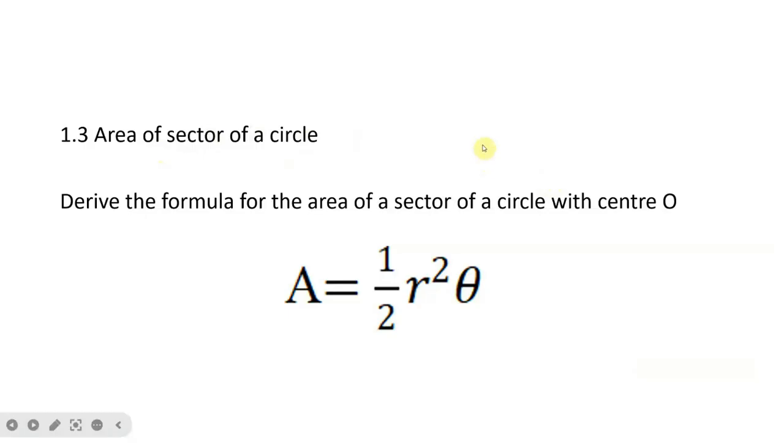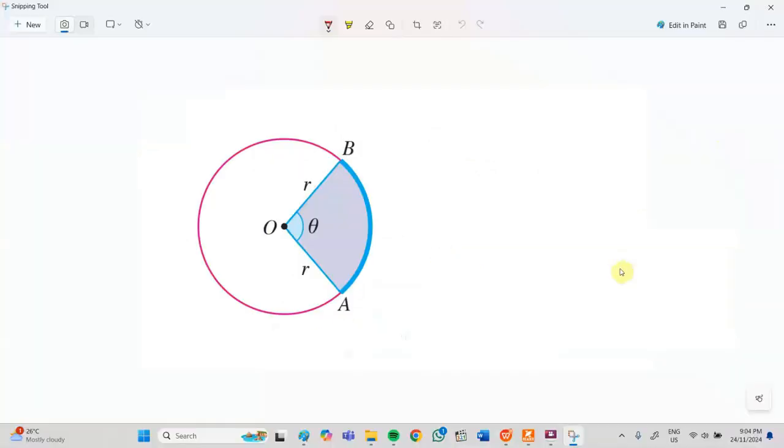And our next formula from the subtopic 1.3, area of a sector of a circle, we learn to derive the formula for the area of a sector of a circle, which is A equals 1 over 2 r squared theta. We are going to use a similar diagram, but this time we are going to use A to represent the area of the minor sector OAB.